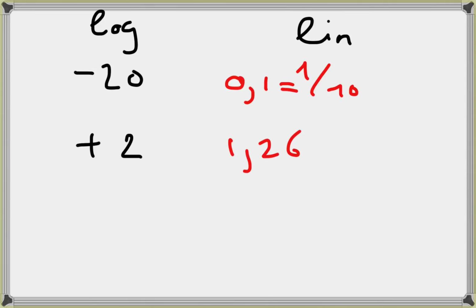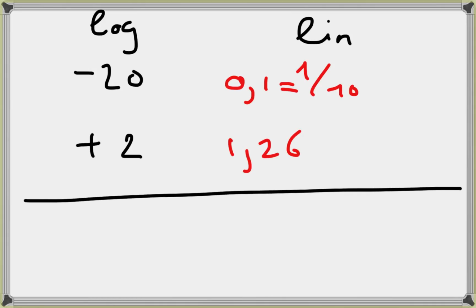1.26. Now on a linear scale, I can add and subtract, which means that I can now add my 1/10 to my 1.26, and that becomes 1.36. That is our sum on a linear scale. And the question becomes, how much is this expressed in decibels? We have to go back from the linear scale to the logarithmic scale.